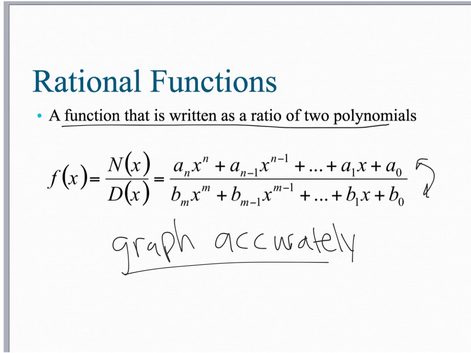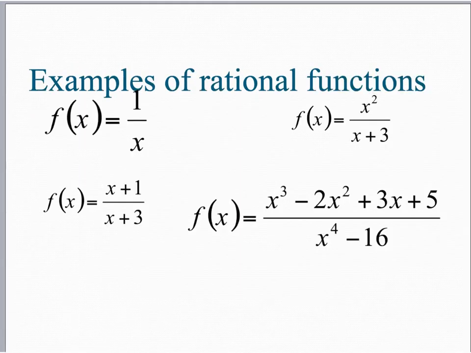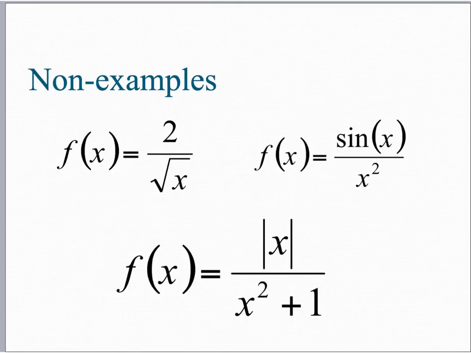All right, so let's see some of our rules. Okay, so here are some examples. 1 over x, both of them are polynomials, so it's a rational function, as well as all of these. So these are all rational functions, and they all behave like rational functions do. Now, here are some non-examples.